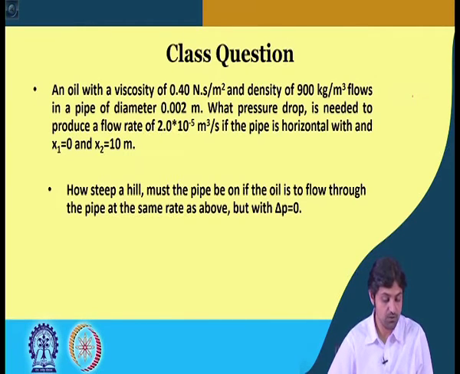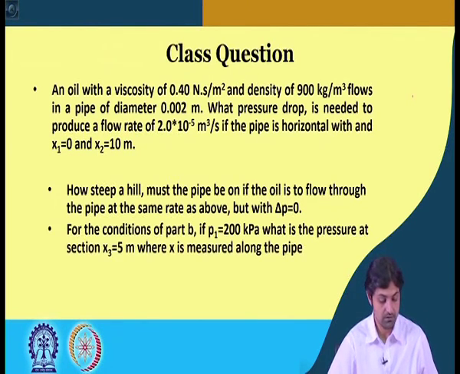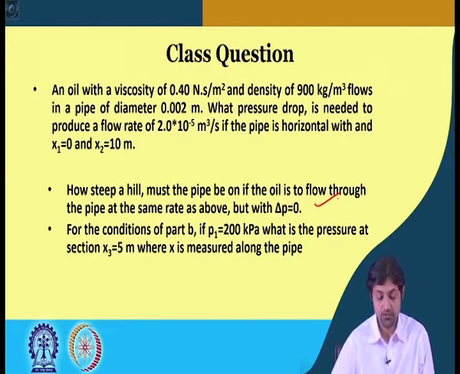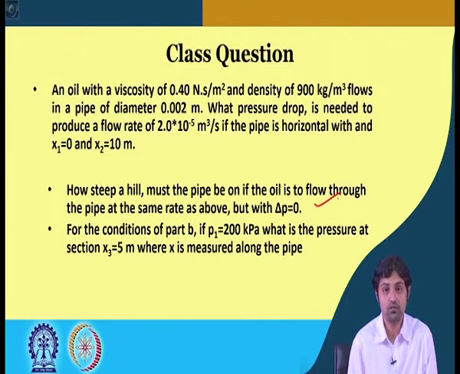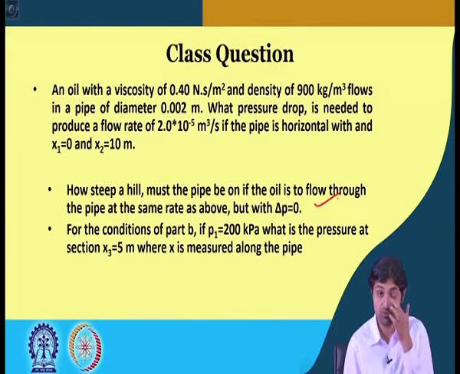Another question is, how steep a hill must the pipe be on if the oil is to flow through the pipe at the same rate as above with delta P equal to 0. And the third, for the conditions of part B, if P1 is equal to 200 kilopascal, what is the pressure at section x3 equal to 5 meter, where x is measured along the pipe. So, this question involves the use of Poiseuille's law, and also the last equations that we have seen, for when gravity is present.